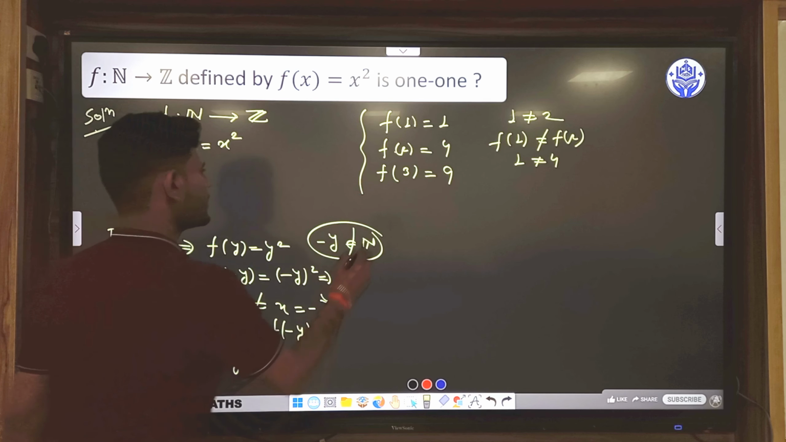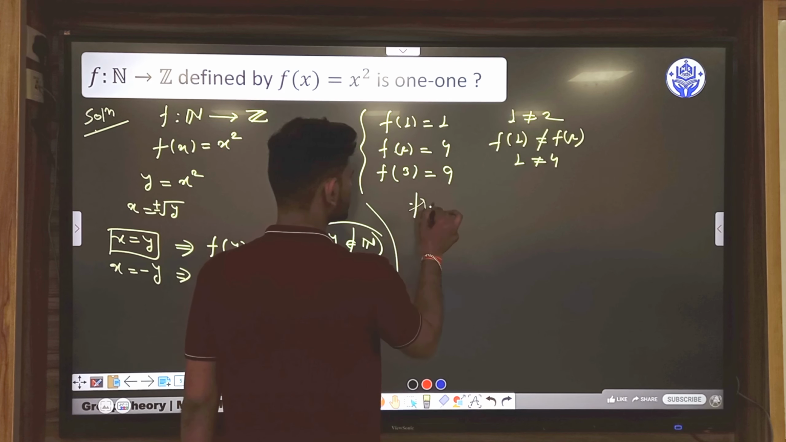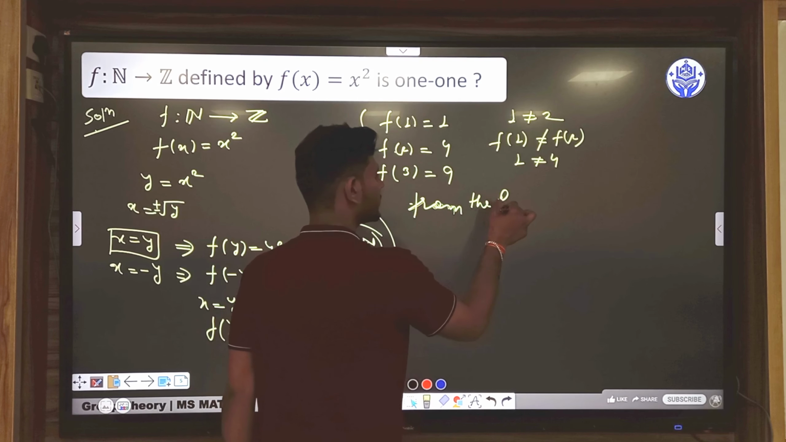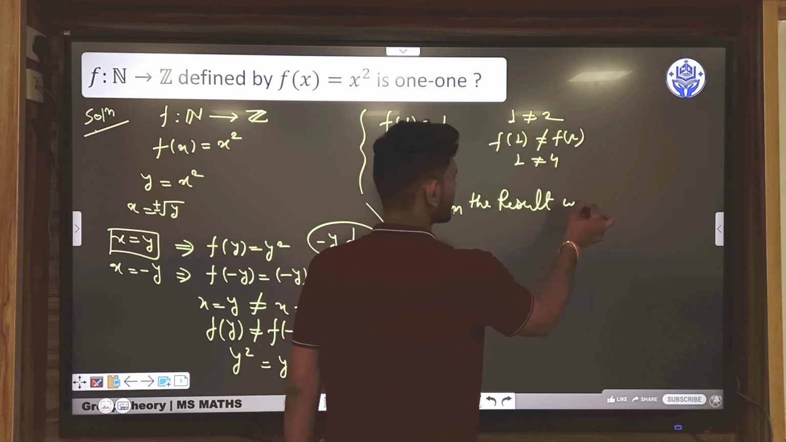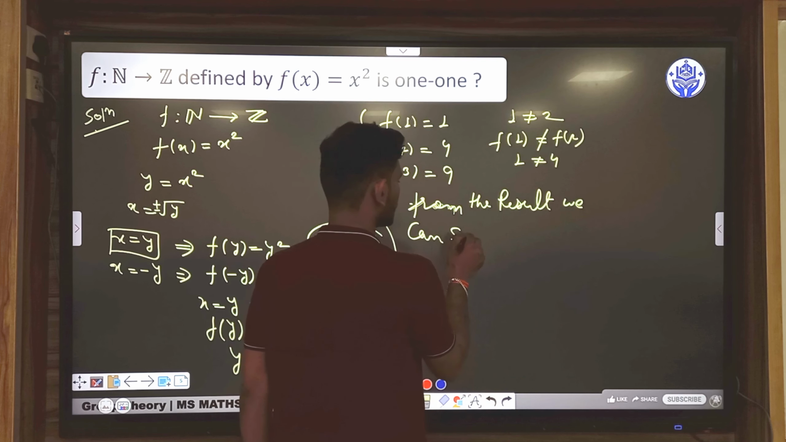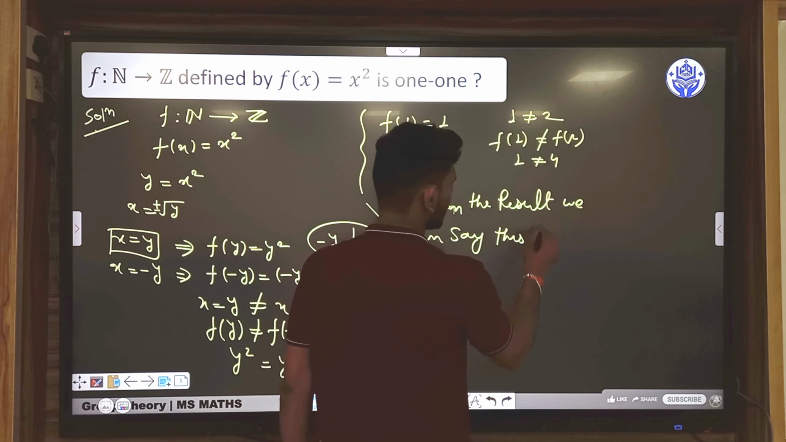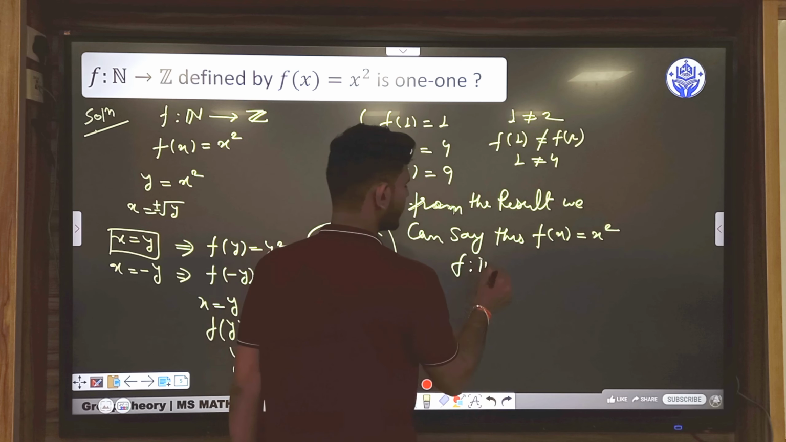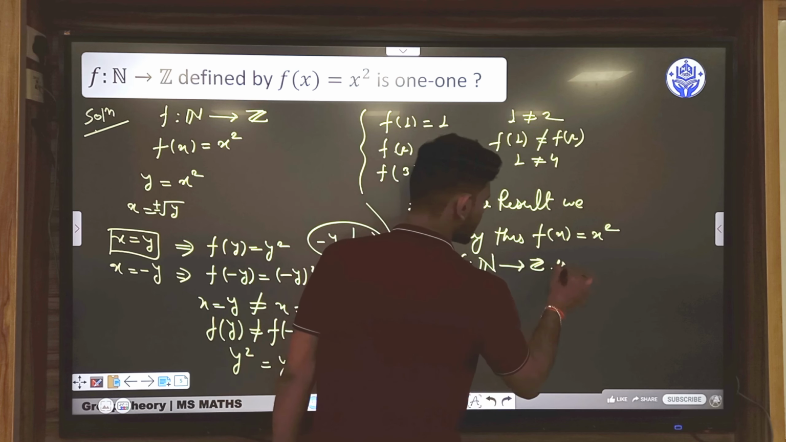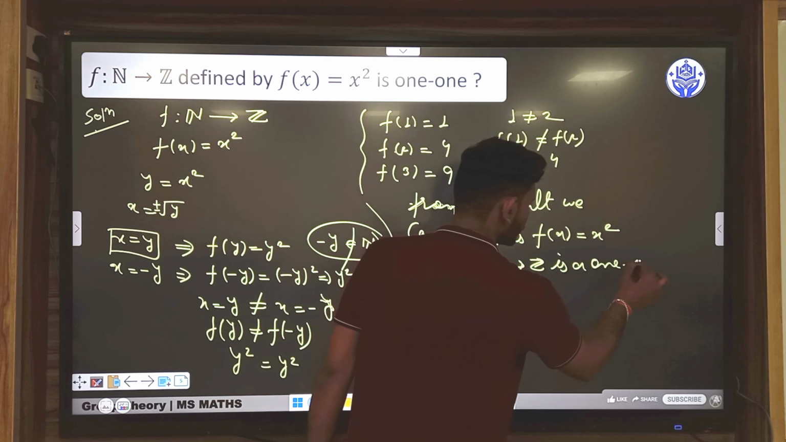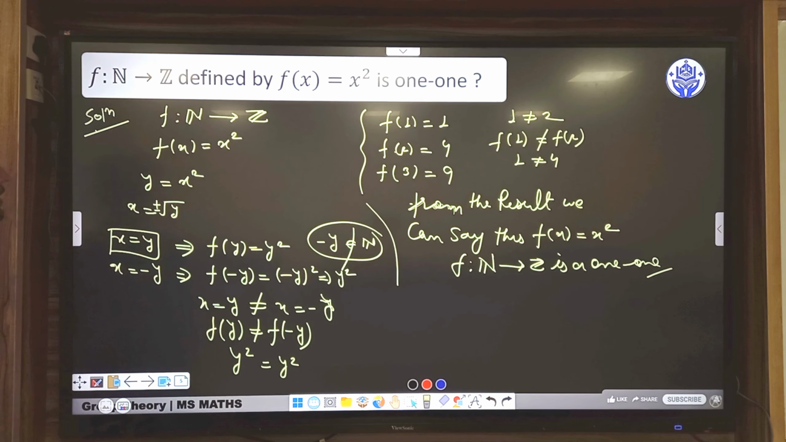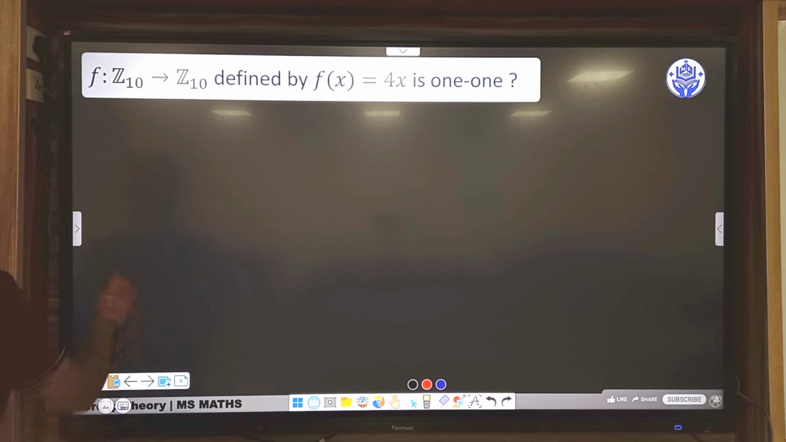From the result we can say this f of x is equal to x square, where N to Z is a 1-1 function. This is clearly a 1-1 function. Okay, next we have one more example. Now this is Z10.